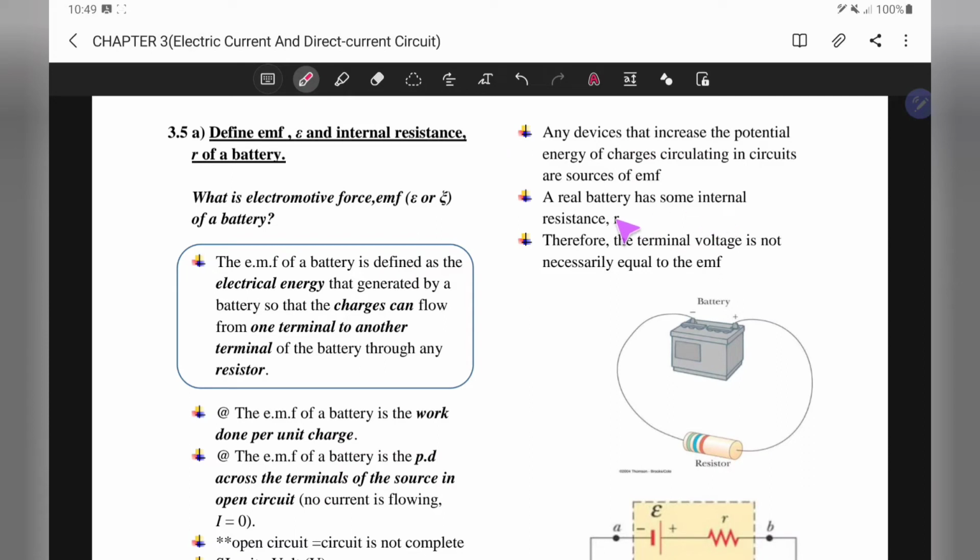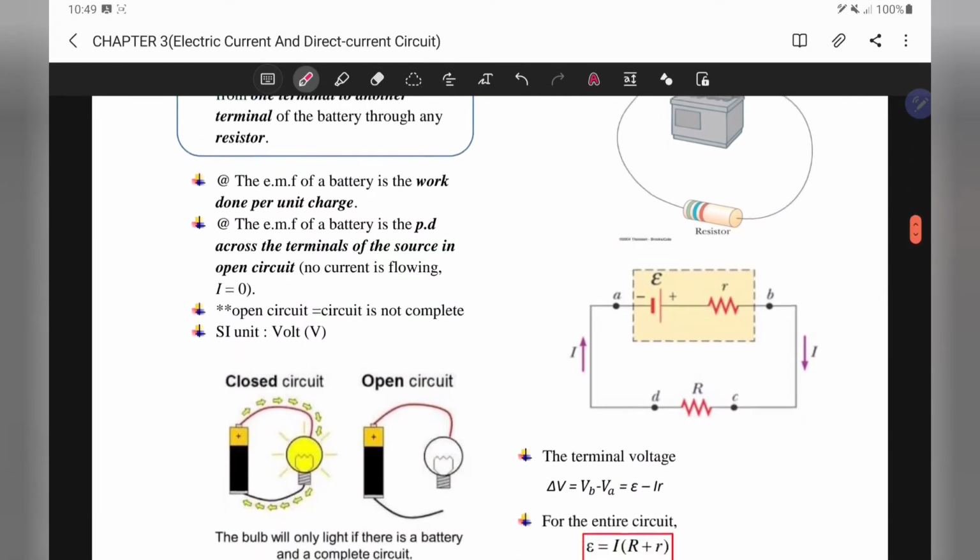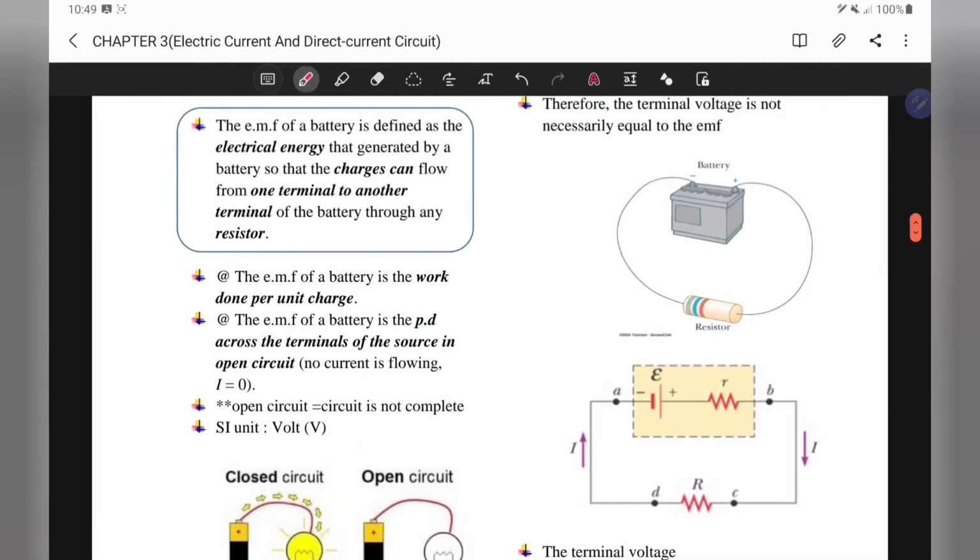We call it internal resistance, normally caused by the chemical things, which are cations and anions, giving some collision with the electrons, giving resistance, isn't it? Therefore, the terminal voltage is not necessarily equal to the EMF. By having any internal resistance, the terminal voltage is not equal to the EMF, it should be lesser than. Okay, why? Listen carefully for the explanation.